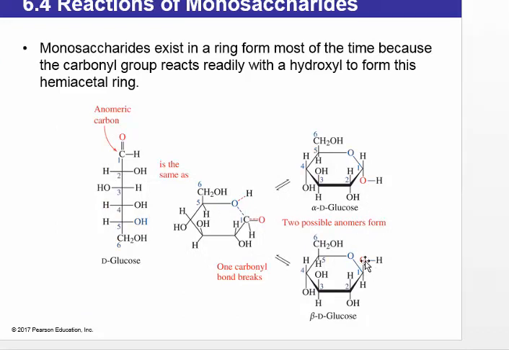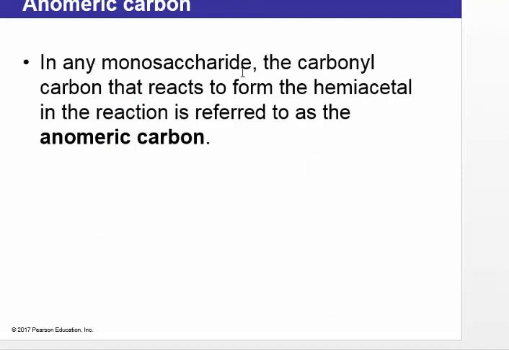If that hydroxyl group is above the ring, that's what's known as beta D-glucose. And if the hydroxyl is below the ring, then that's what's known as alpha D-glucose. So for the alpha form, the C6 carbon and the hydroxyl group on the anomeric carbon are on opposite sides of the ring. And for the beta, the hydroxyl group on the anomeric carbon is on the same side of the ring as the C6.